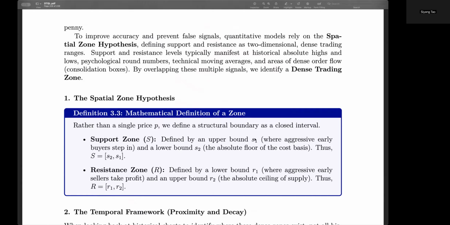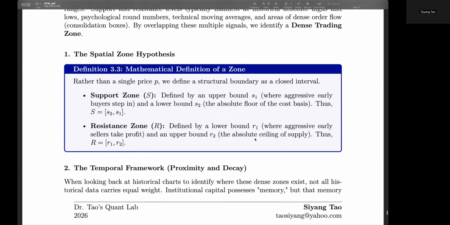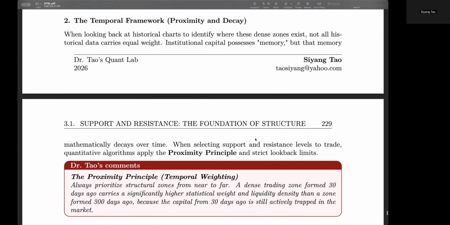Before we draw a zone, we must ask, how far back in time should we look? Institutional capital possesses memory, but that memory mathematically decays over time. In the quant lab, we apply the proximity principle. We prioritize structural zones from near to far. Capital trapped 30 days ago is highly reactive. Capital trapped 300 days ago is less so.